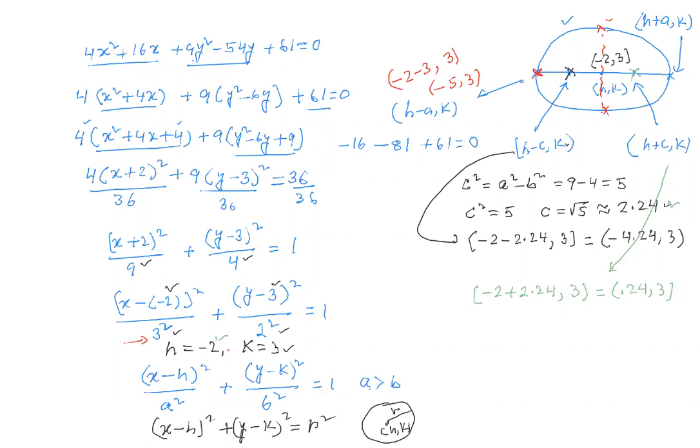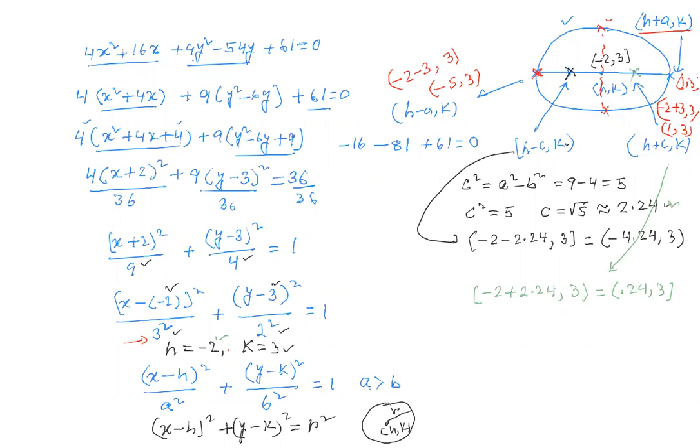And similarly, you can find this point, which is h plus a. H is -2 plus 3, comma k, 3. So -2 plus 3 is 1, then comma 3. So this point is going to be 1, comma 3.